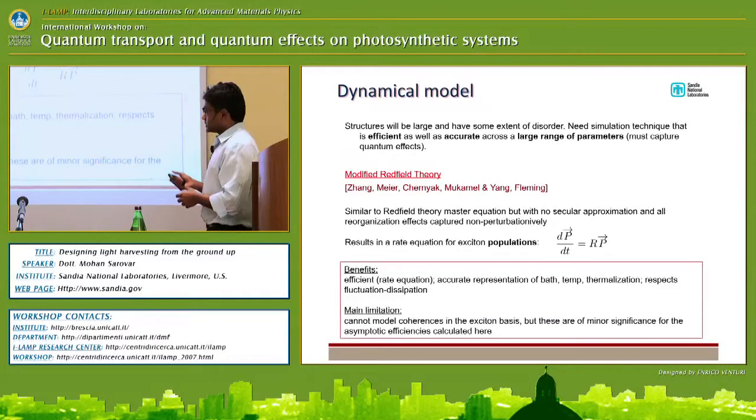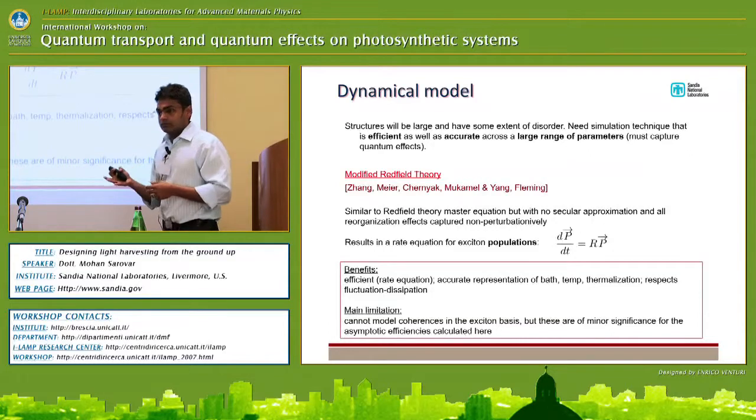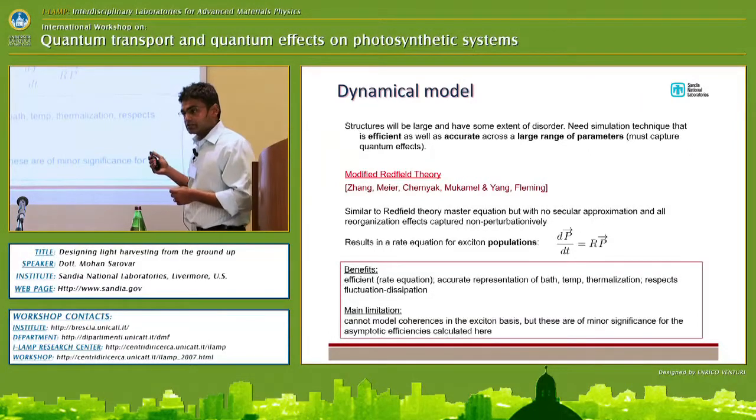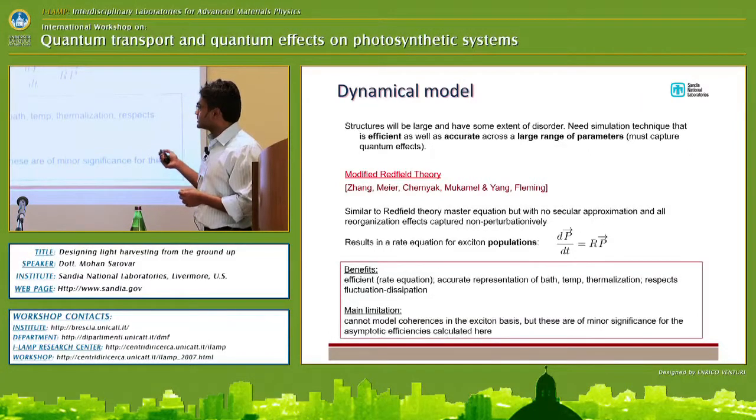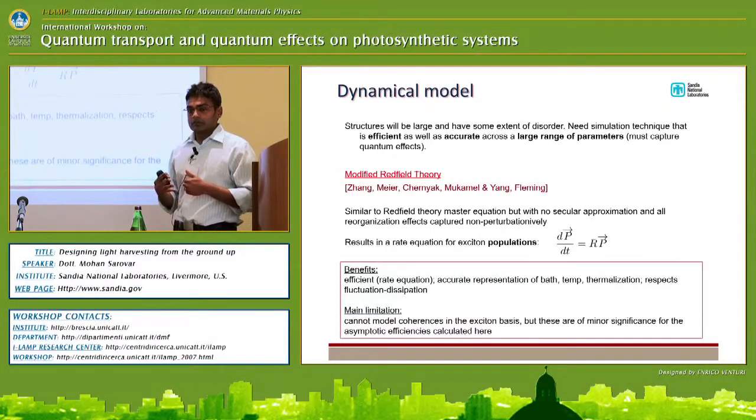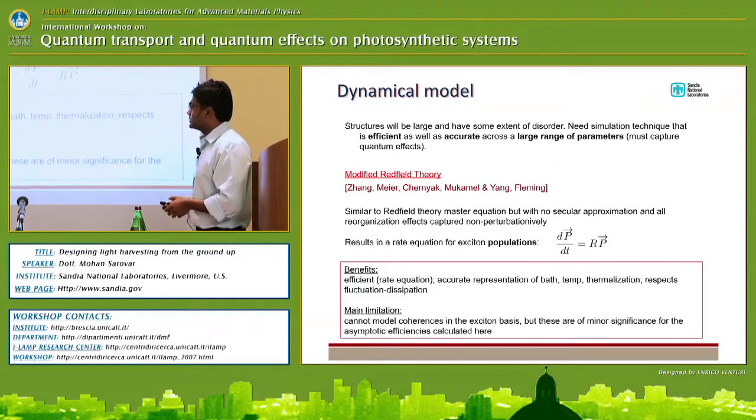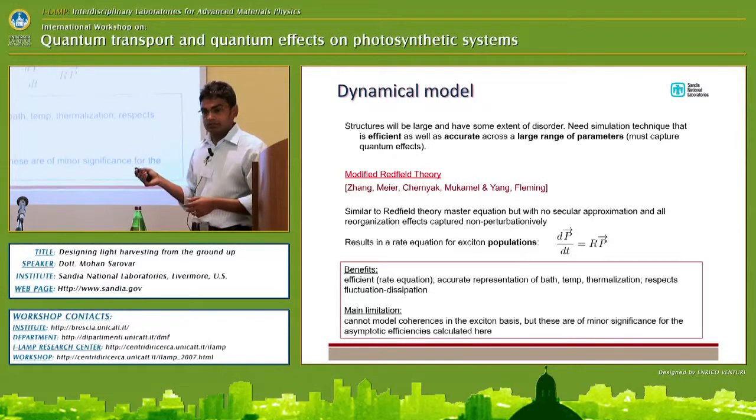So what we go with is what's called the modified Redfield theory, which, if you're familiar with conventional Redfield theory, is a slight variant of it. It captures all the reorganization effects well. It doesn't involve the secular approximation of Redfield theory. And what it results in is a rate equation, a classical rate equation for the exciton populations.